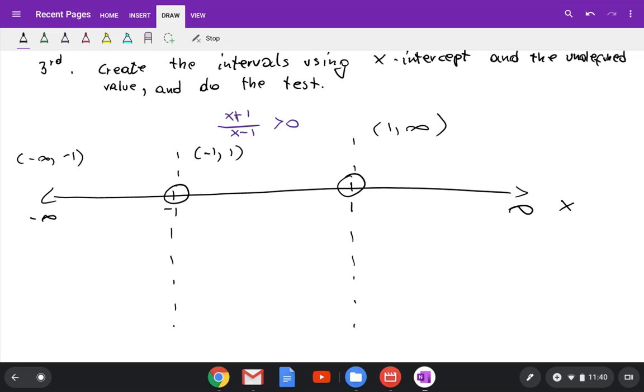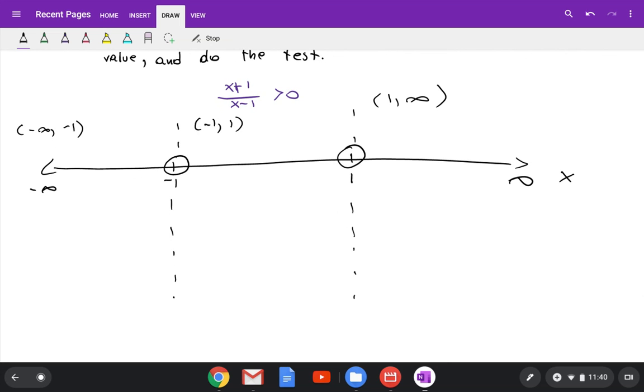So we have to check which interval will satisfy our inequality. We're going to test: we're going to pick a number from each interval. I'm going to start with the left one, and pick any number from negative infinity to negative 1. I will pick x equal negative 2. Substitute negative 2 for x in the inequality, and I will check if that gives me a positive value, because again, we're looking for positive values.